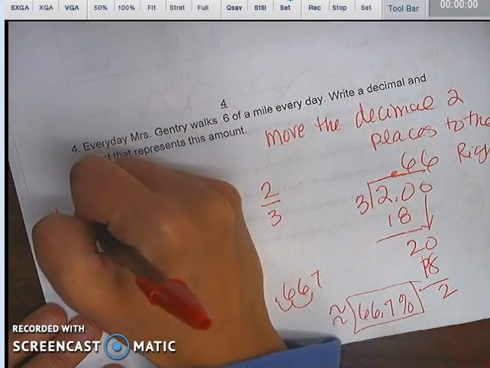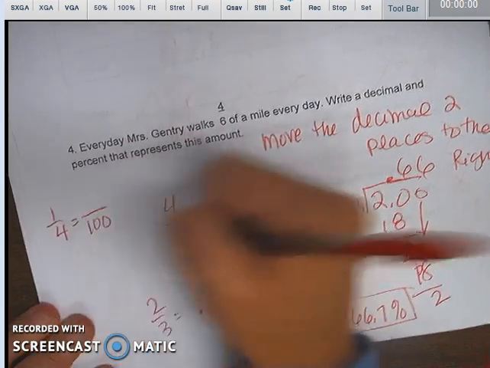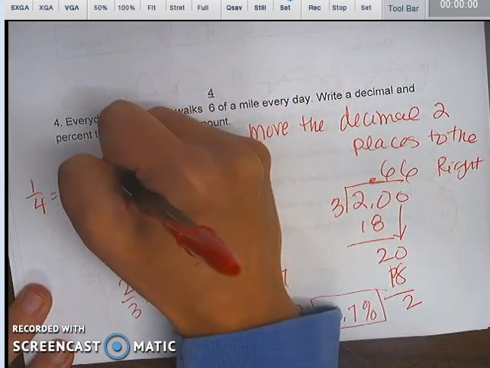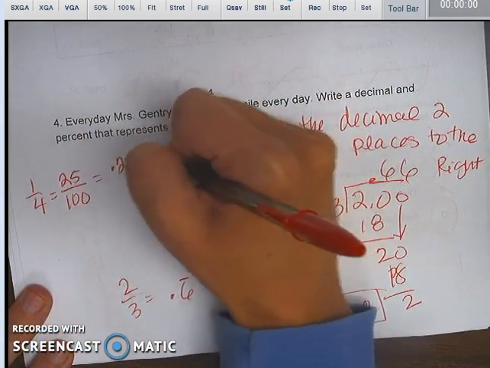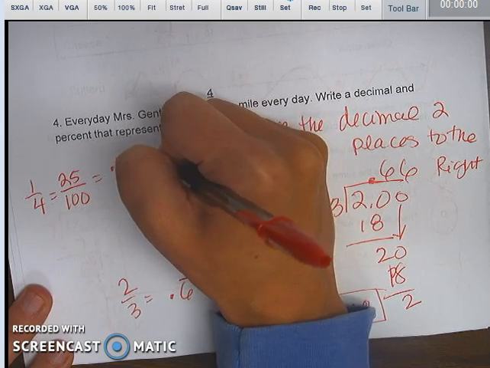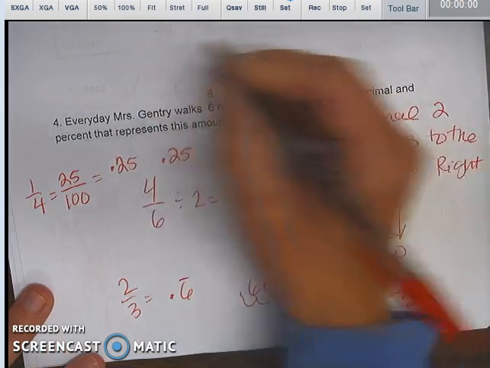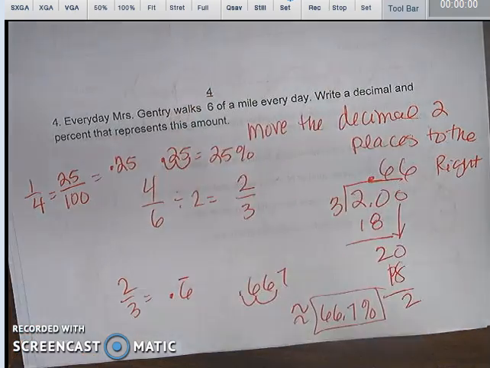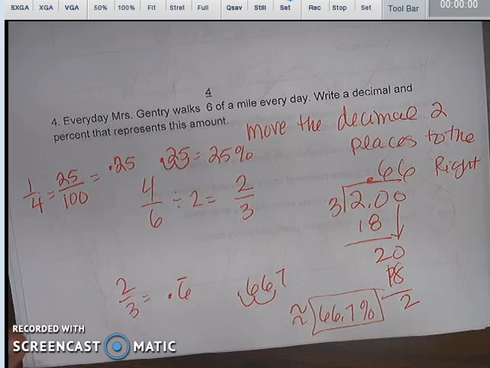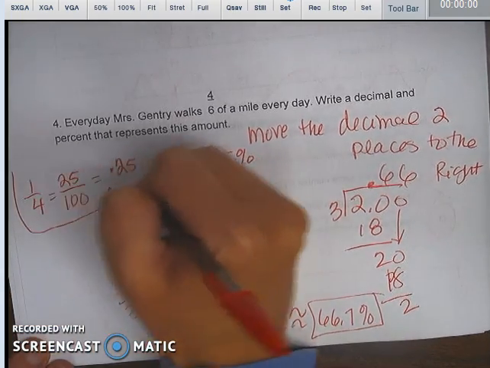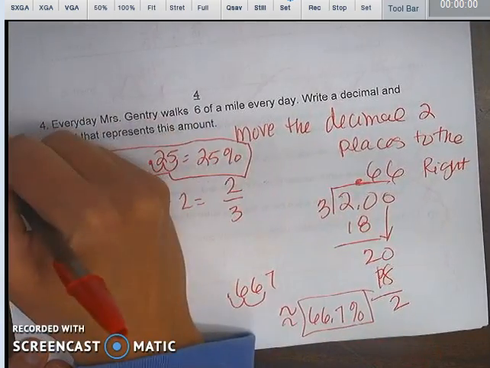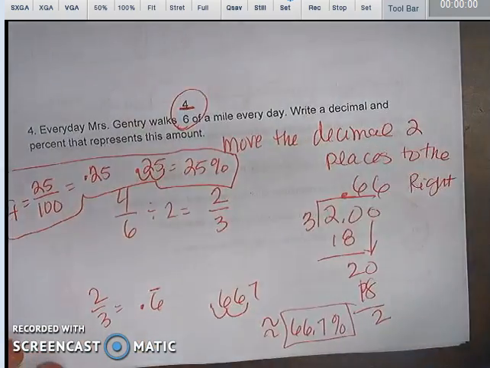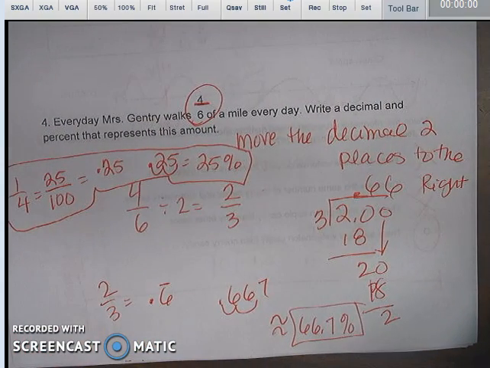Okay, you should have 1/4 memorized, but if you don't, you can get it to 100. 25/100, so the decimal would be 0.25, and the percent would be, remember, 2 places to the right, 1, 2, 25%. That was just a little extra one Miss Gentry did. Okay, this one right here, that was just an extra one. Just divide. Remember, this number right here tells you to divide if you can't get it to a decimal place value.